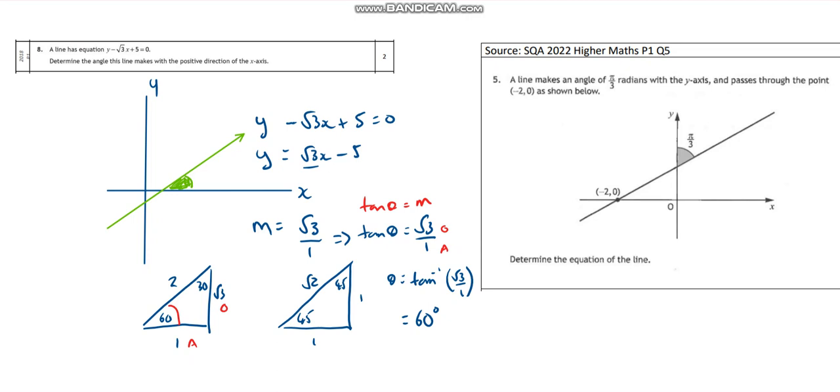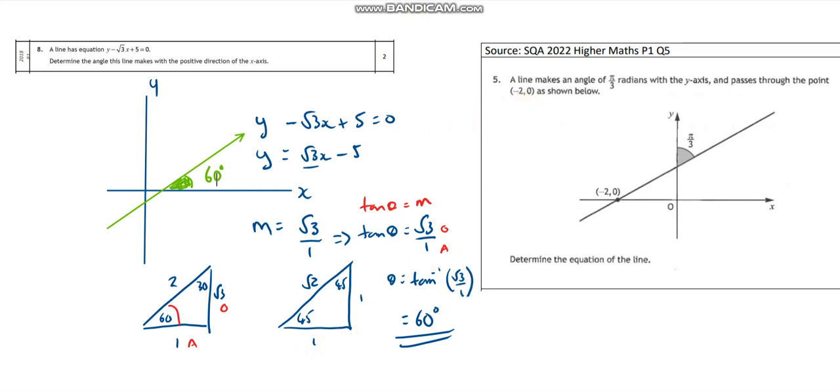If you had a calculator, this is what you would have done. It might not be one of these exact values, but we didn't need a calculator because the root 3 and the 1 appear on the table. So step 1 was rearranging, and step 2 is all about this equation and your exact values tables. So we know that this angle in here, we've just calculated as 60 degrees.